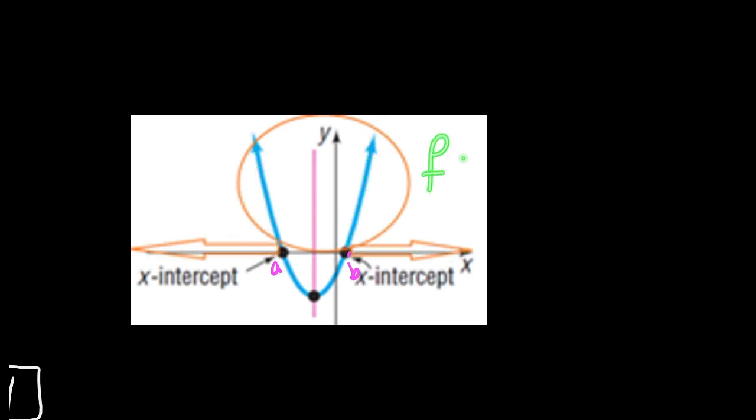So if the question asks what are the x values for which f of x is positive, it means above the x-axis, your answer is this: from negative infinity to a, and from b to positive infinity. And when it asks about negative y values or negative f of x, it includes these points, and you see that the x values of these points are between a and b.